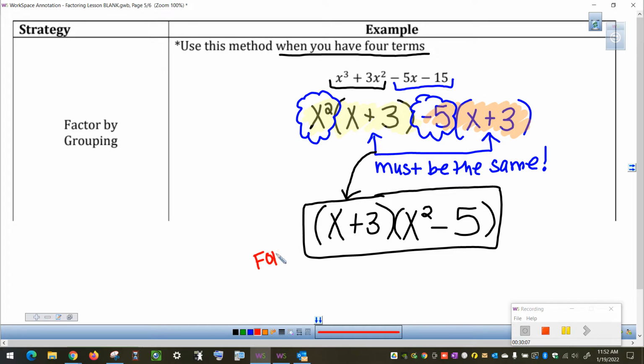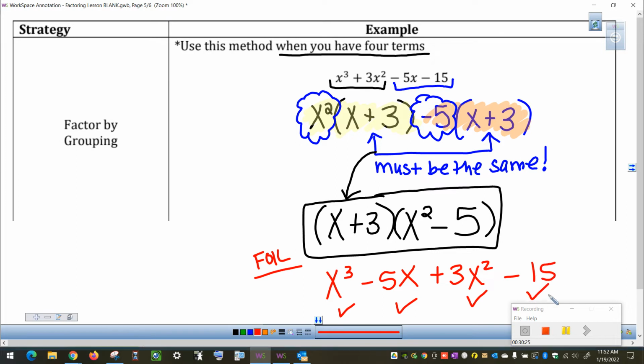So if I were to do a little thinking here with FOIL at the end, x times x squared is x to the third. Then for the outside term, we've got negative 5x. The inside is positive 3x squared. And then positive 3 times negative 5, sure enough, gives us negative 15. So all four terms are there, accounted for, that we had in the very original problem.